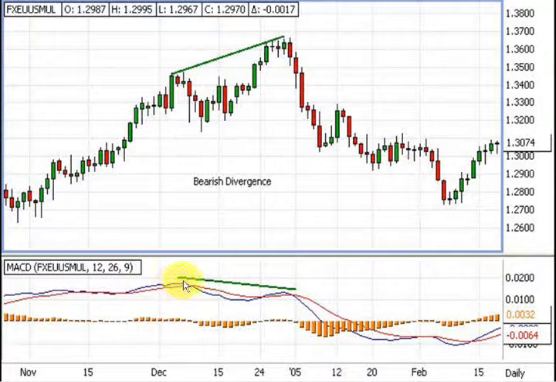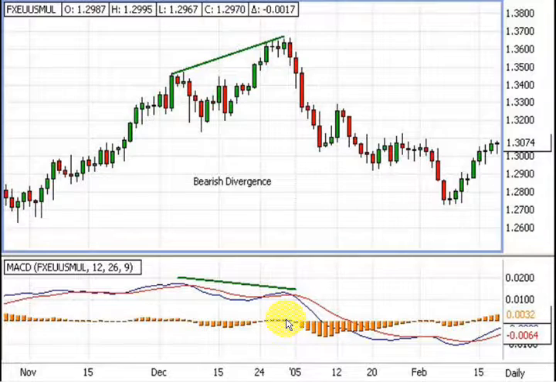Our crossover occurs here. Higher prices should have probably given us an indication, if it was truly a strong market, of a higher reading in MACD. However, the MACD reading does not make a higher high within itself of its corresponding price peaks.